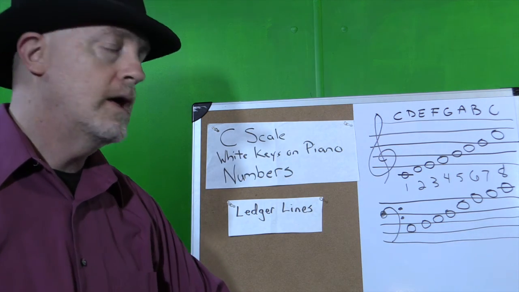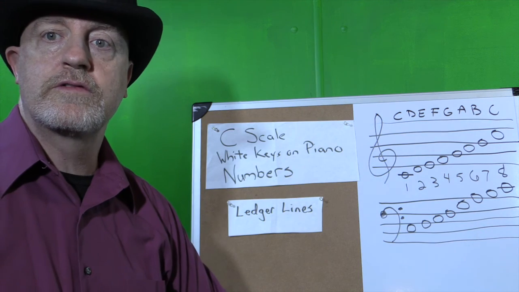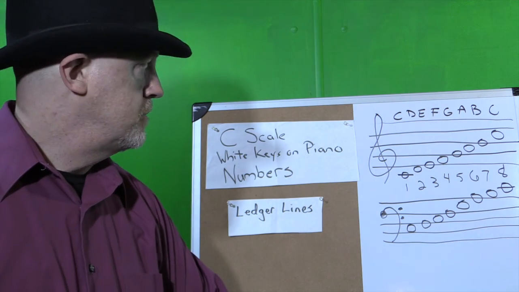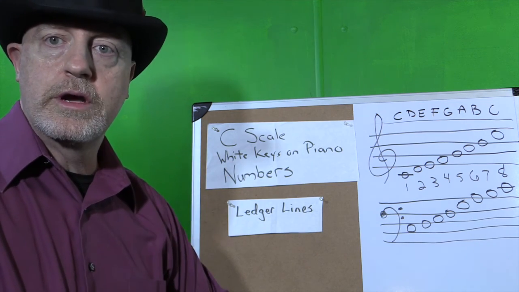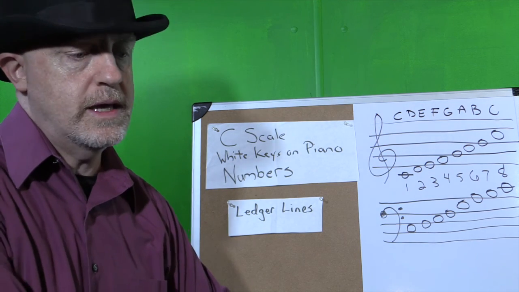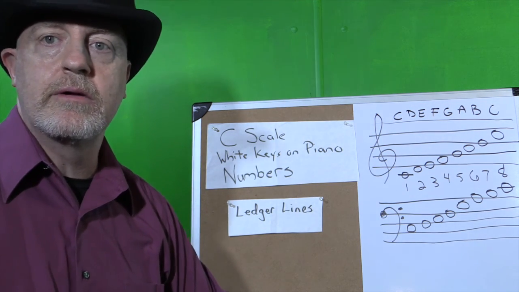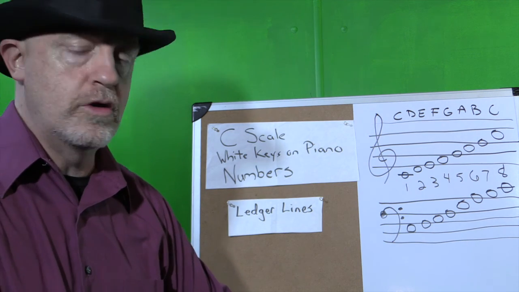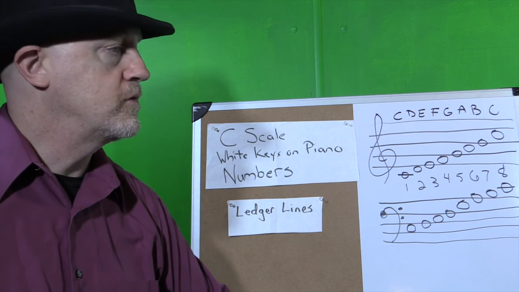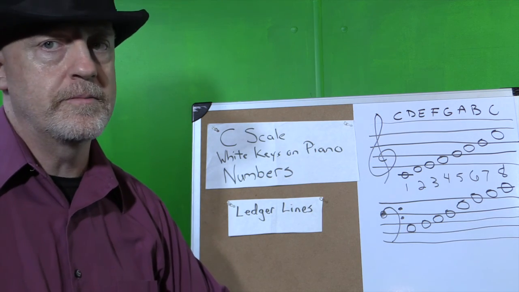Okay, so the C scale is a really good scale to start on to learn about scales, because when you look at a piano keyboard and you see the white keys and the black keys, the C scale is all the white keys on the piano. It's just no black keys at all, just going from C to C on the piano.